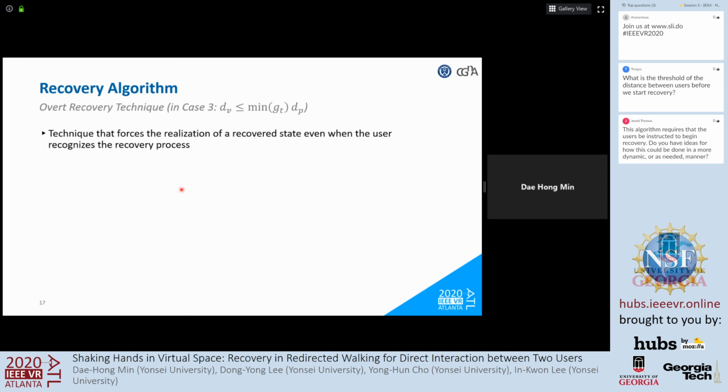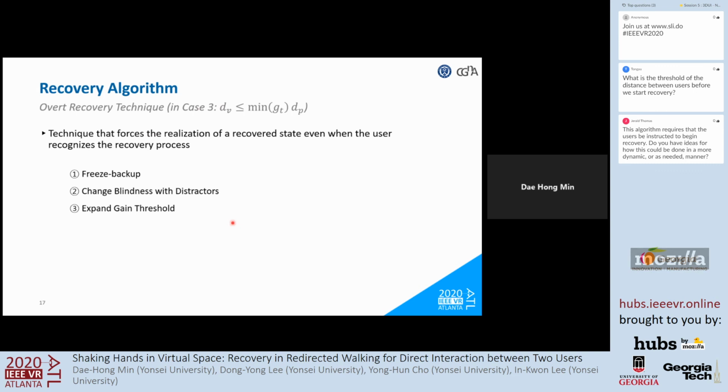Overt recovery techniques are a method that is enforced to ensure a recovered state, even if the user notices the recovery process. This is applied when the condition of case three is satisfied. And we propose the following three methods using the overt technique used in the existing redirected walking technique.